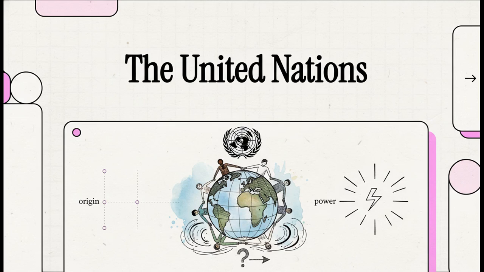So, you hear the name all the time, right? The United Nations. It's pretty much the biggest name in global politics. But what is it, really? What does it actually do? Today, we're going to pull back the curtain on the UN, from how it was born out of a world at war to its incredibly complex role today. Let's get right into it.